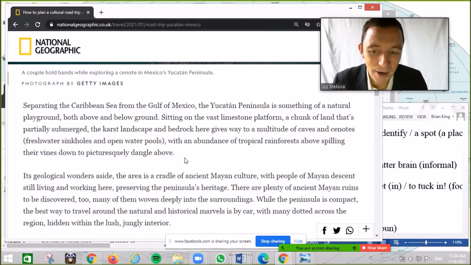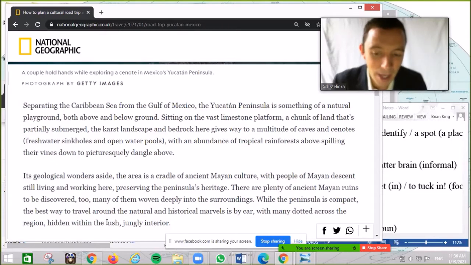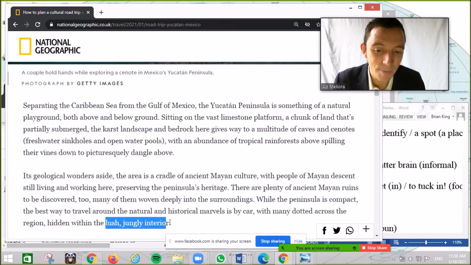And then the second paragraph. Its geological wonders aside, the area is a cradle of ancient Mayan culture, with people of Mayan descent still living and working here, preserving the peninsula's heritage. There are plenty of ancient Mayan ruins to be discovered, too, many of them woven deeply into the surroundings. While the peninsula is compact, the best way to travel around the natural and historical marvels is by car, with many dotted across the region, hidden within the lush jungly interior. Okay, so here we have the same again, the lush, like very abundant, jungly, de selva, interior.